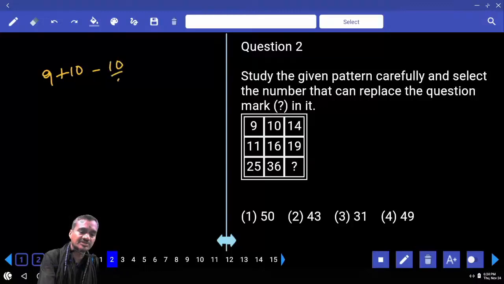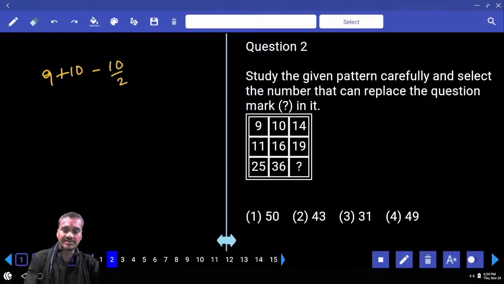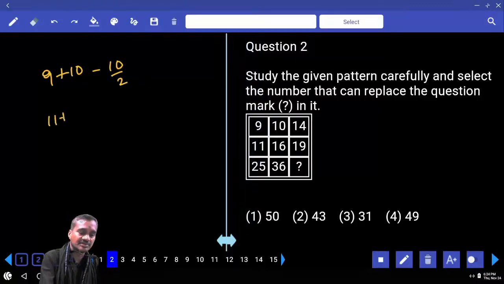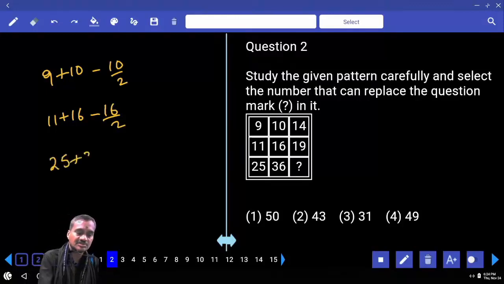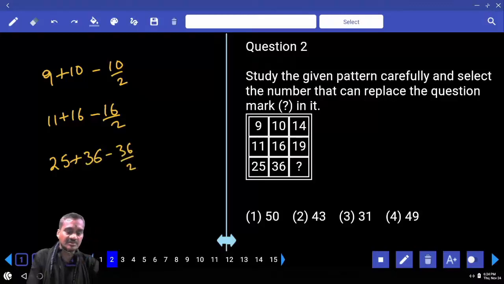This 5 can be written as 10 by 2. And similarly here again, 11 plus 16, 27 minus 16 by 2. 16 by 2 is 8, 27 minus 8, 19. And 25 plus 36, 61 minus 36 by 2. And 61 minus 18. How much is that? 43, choice 2.